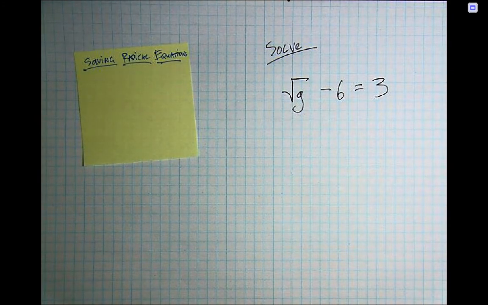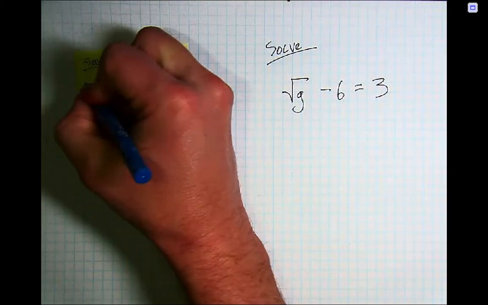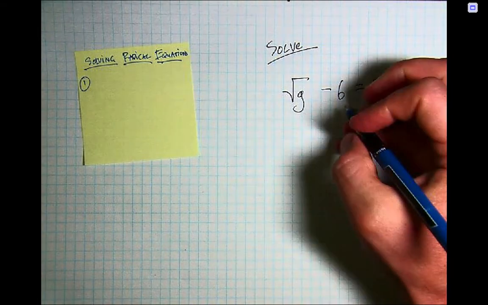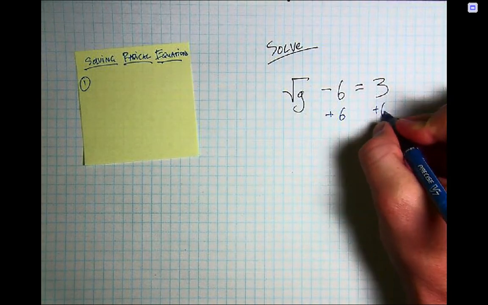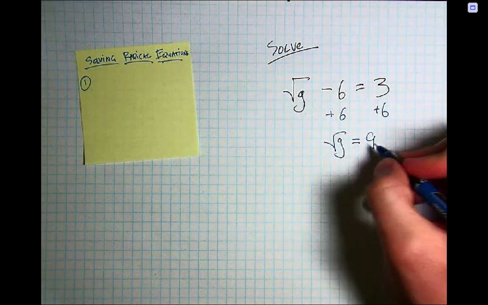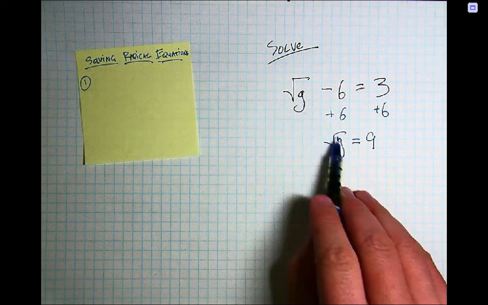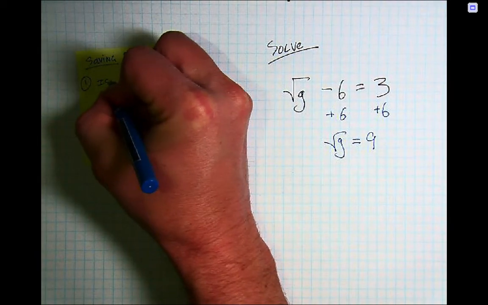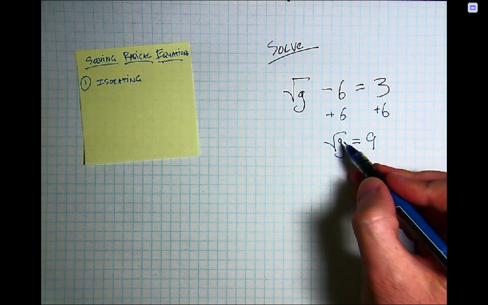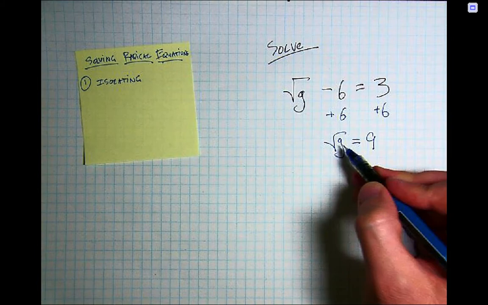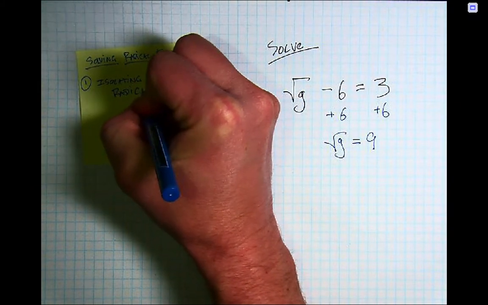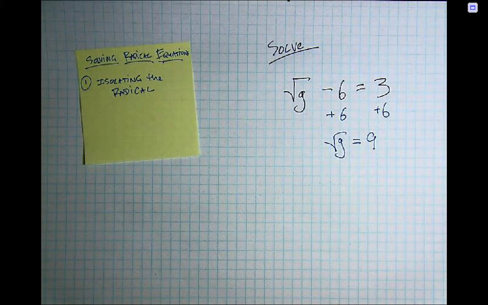So what's our first step? Well, our first step is we're going to try to get this by itself by adding 6 to both sides. That will give us just the square root of g equals 9. What do you call that when you get that thing by itself? We call that isolating. We're not really isolating the variable, because the variable is still inside the radical, but we are isolating the radical. Step 1 is to isolate the radical.